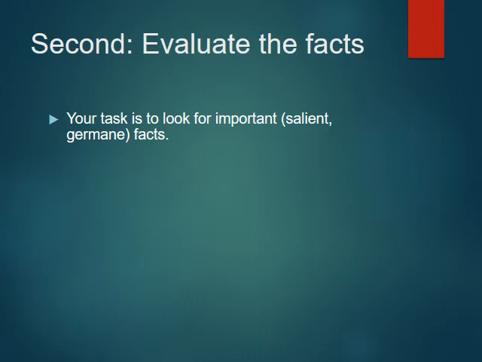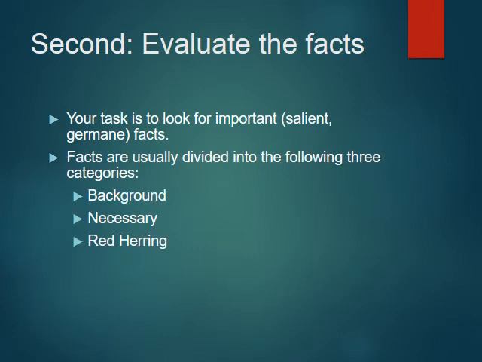So facts are usually, almost always really, divided into the following 3 categories. Background: who are the parties? How do they know each other? What kind of relationship did they have? Were they businesses? Where did they live? Those kinds of things. Necessary facts. They're necessary for what? Oh, of course, for your legal analysis. So that will commonly be acts by parties, transactions between parties, communications between parties. Those are almost always the necessary facts.